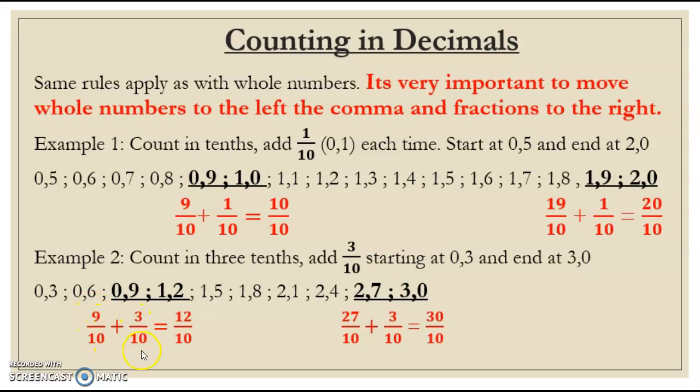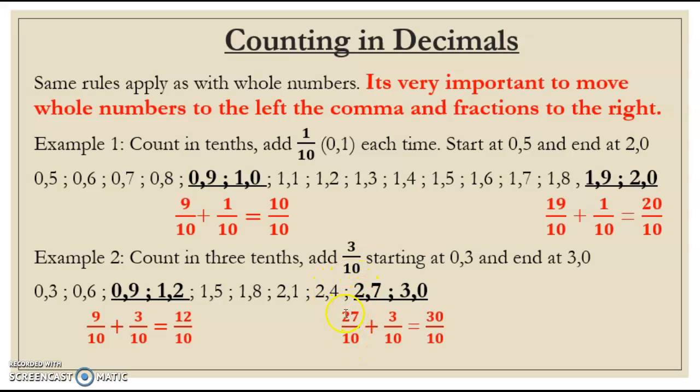0,9 plus 3/10 is 12/10. 12/10 is 1 whole and 2/10. 1 whole and 2/10 plus 3/10 is 1,5. 1,8, 2,1, 2,4, 2,7.